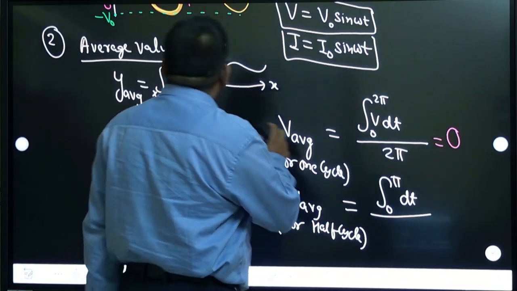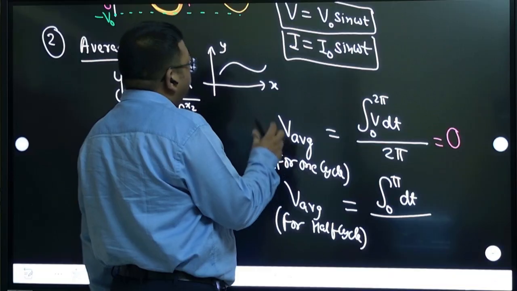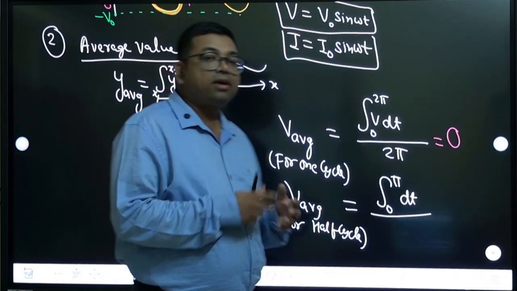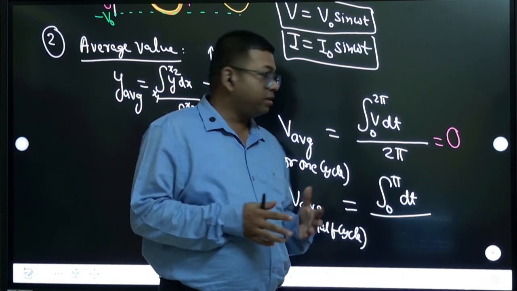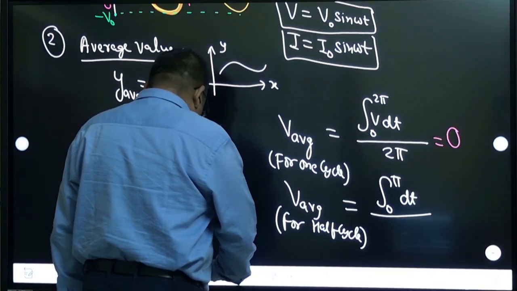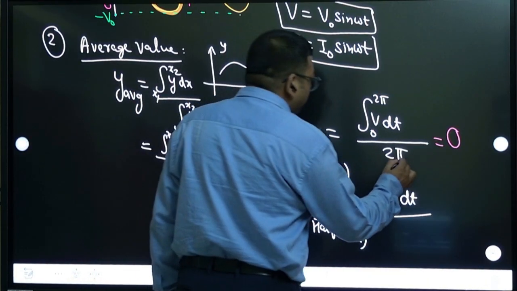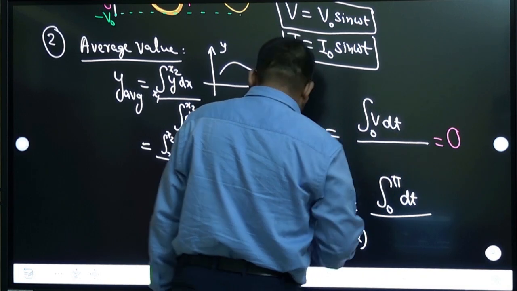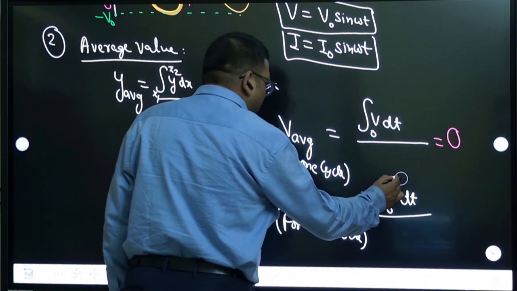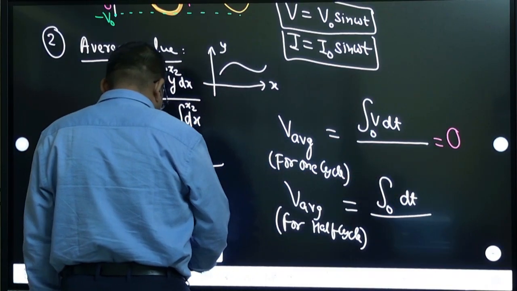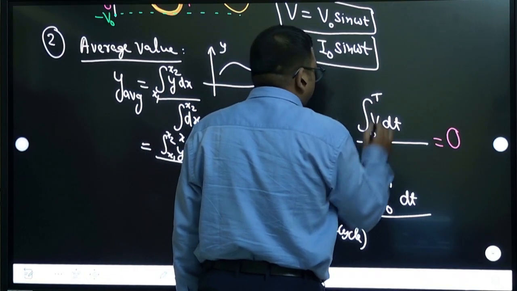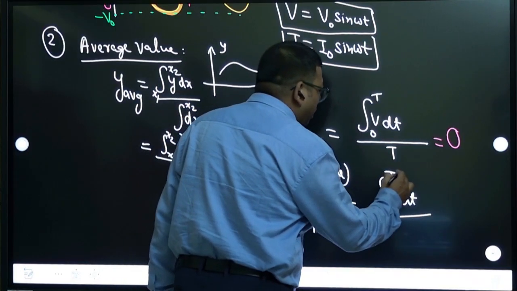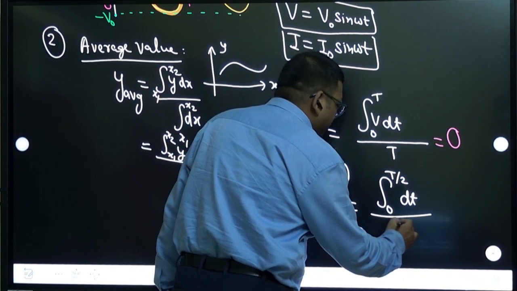Note that here the period 2 pi comes because we are taking sin x, but suppose the graph is sin 2x or sin 3x. So in general I will write this as 0 to T by 2, and the interval is also T by 2. Here I am taking 0 to half time, and this interval is also half.